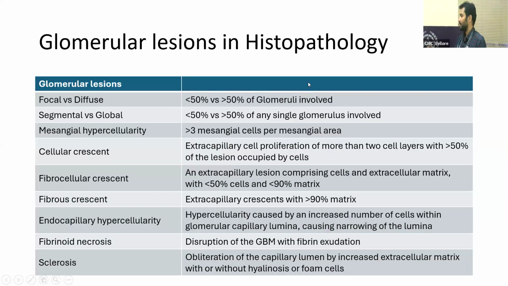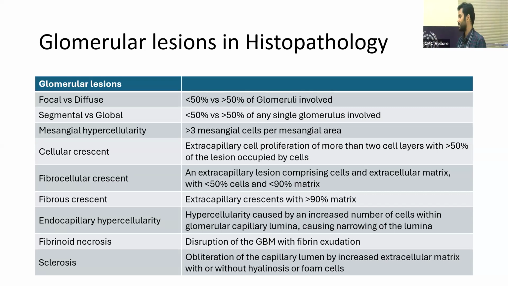So based on this light microscopy, we can classify the pattern of glomerular injury, whether it is focal or diffuse. Focal means, if you are seeing some 10 glomeruli, less than 50%, only 3 or 4 glomeruli are involved, then it is called focal. Diffuse means more than 50% of glomeruli involved. And then segmental: if you take one glomerulus and only a part of it, less than 50% of the glomerulus is involved, it is called segmental. If it is more than 50%, that is almost the whole glomerulus involved, it is called global.